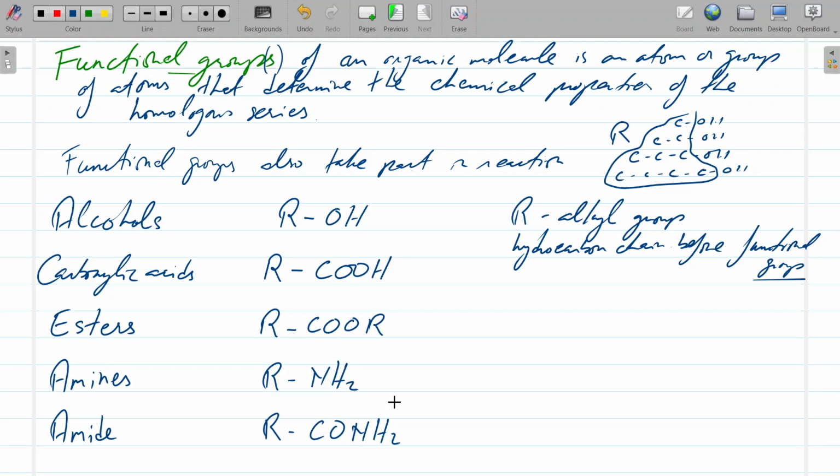This table is given in your book. It's given on the first page of chapter 13. And you need to know these.